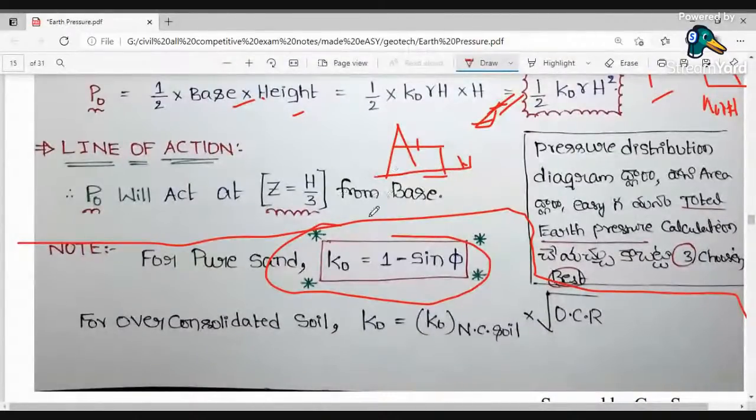Okay, you have studied this when you calculated the moment of inertia. From the pressure distribution diagram, if you can calculate the thrust, the line of action will obviously be h by 3 distance from the base. And for pure sand, we can use the empirical coefficient formula: K naught is equal to 1 minus sine phi. If pure sand is given, then the empirical coefficient formula will be 1 minus sine phi.